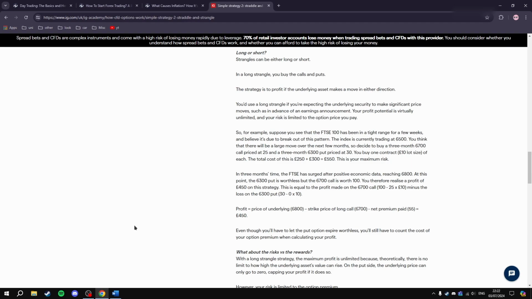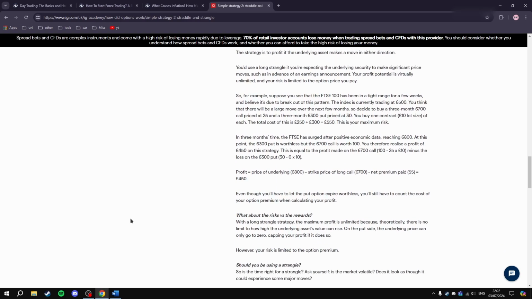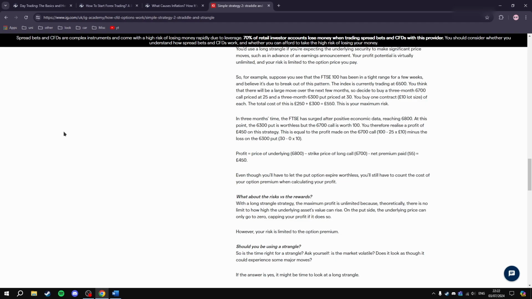Long strangle, you buy the calls and puts. This strategy is to profit if the underlying asset makes a move in either direction. Use a long strangle if you're expecting the underlying asset to make significant price moves, such as in advance of an earnings announcement. Potential profit is virtually unlimited, and your risk is limited to the option premium you pay. Through an example, even though you have to let the put option expire worthless, you still have to count the cost of your option premium when calculating your profits.